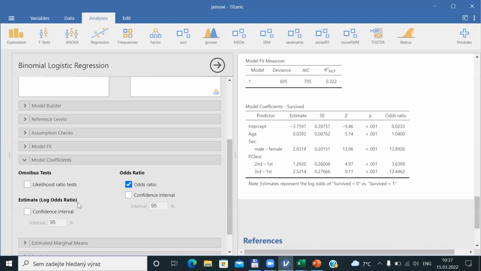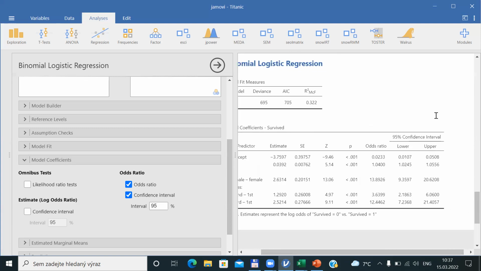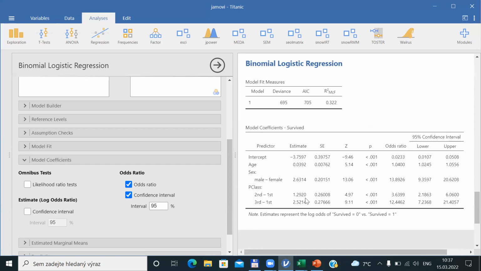They are not very useful at all for the interpretation, just as logits are not very useful for interpretation. That's why I would ask for odds ratio confidence intervals. Here we would get two new columns on the right-hand side of the coefficient table. And once again, if these data were a sample, and I would like to generalize about odds ratios for age, sex, and individual classes, I would be reading these confidence intervals.